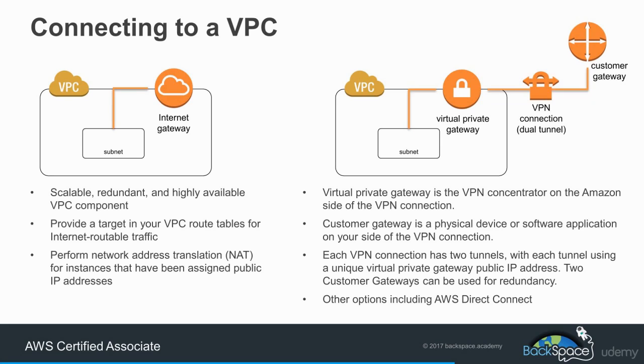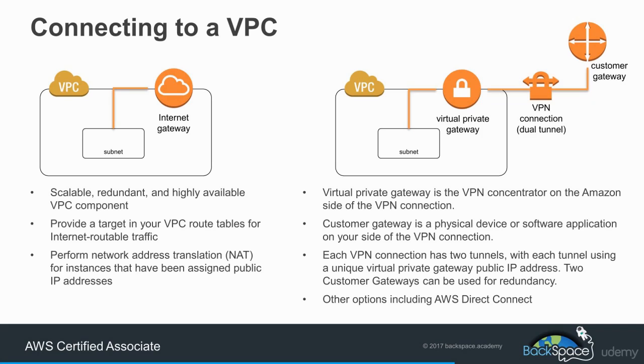So the first way is through an internet gateway. And so an internet gateway is a scalable, redundant, and highly available VPC component. What that means is that when you look at an architecture that has an AWS internet gateway, it's not a single point of failure. So you don't have to create multiple gateways to have redundancy. It has redundancy built into it, so you don't have to worry about that.